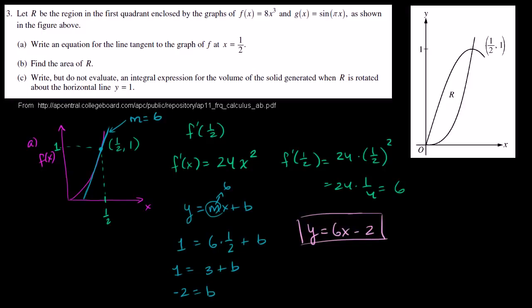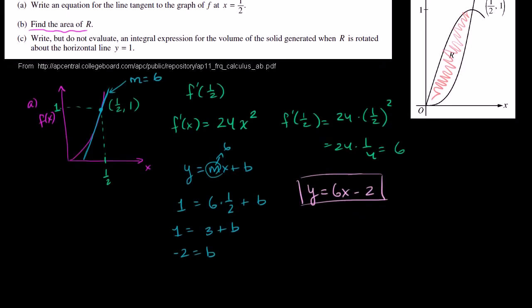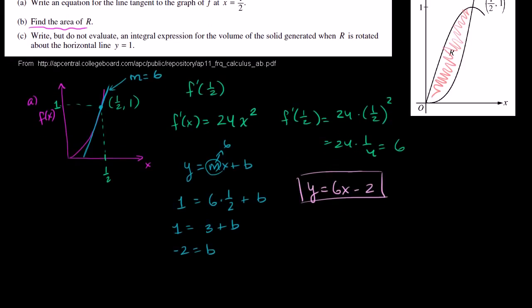Now part B, find the area of R. So R is this region right over here. It's bounded on above by g of x, which they've defined as sine of pi x. It's bounded below by f of x, or 8x to the third. So the area is going to be, actually let me scroll down a little bit. I still want to be able to see this graph right over here.